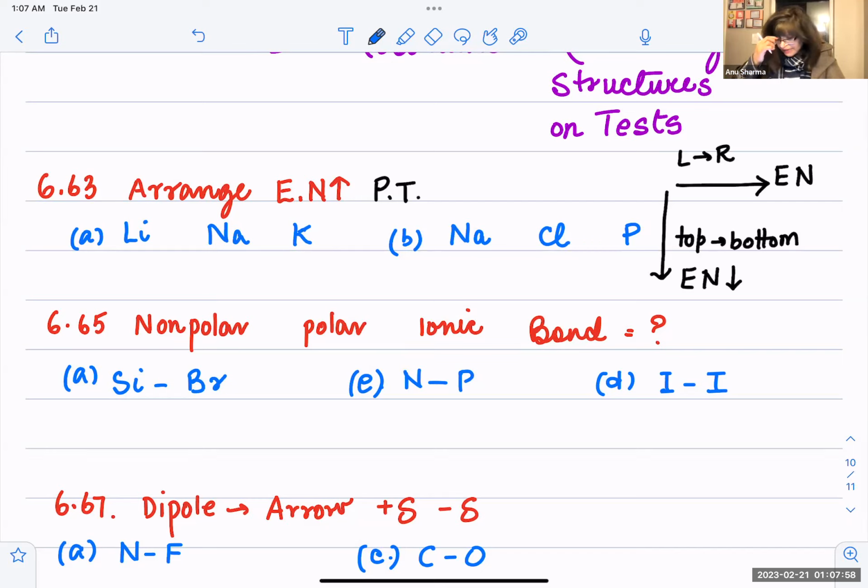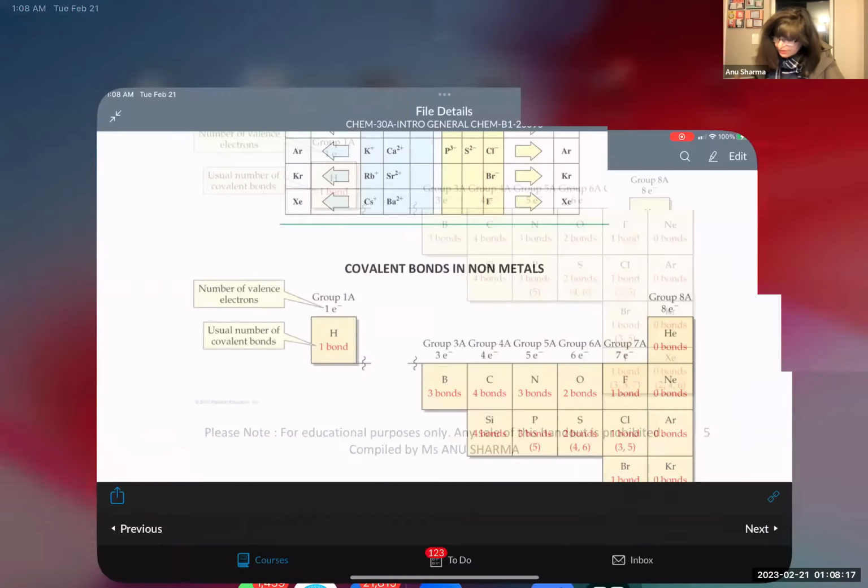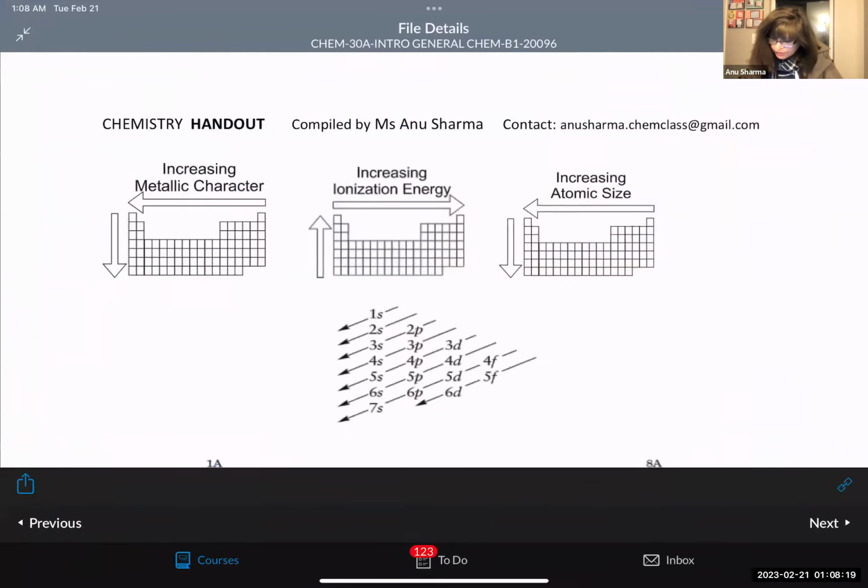So we see that the electronegativity is decreasing. Lithium has a higher electronegativity than sodium. Sodium has a higher electronegativity than potassium. Okay, so that is the increased electronegativity. Next is sodium, chlorine, and phosphorus. So let's look at the periodic table and look at the sodium, chlorine, and phosphorus.